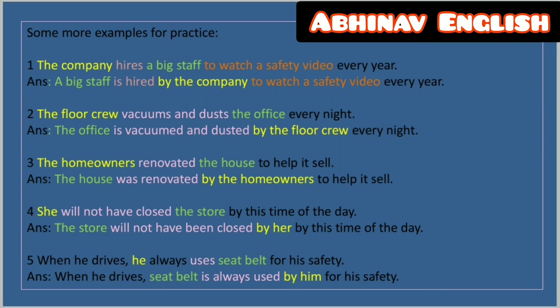Third example, the homeowners renovated the house to help it sell. Why part of information, to help it sell, is given. So answer will be the house was renovated by the homeowners to help it sell. Extra information we have kept at the same place.